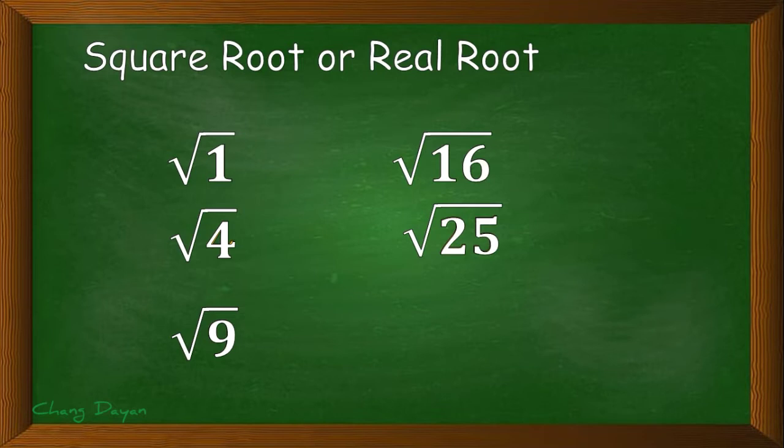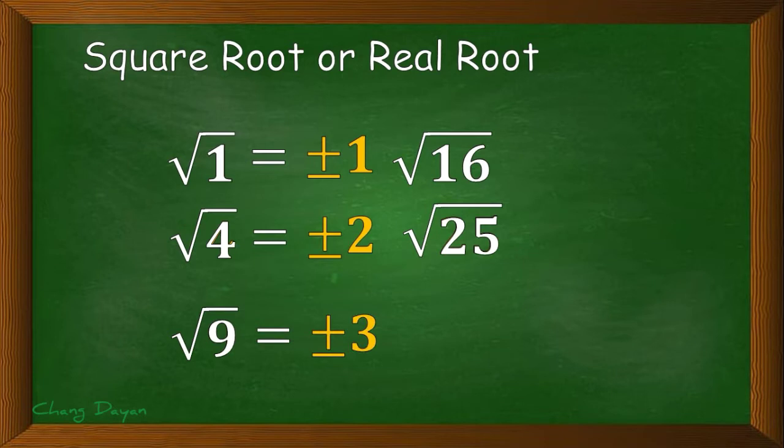At ang real root ay may dalawang roots. Halimbawa, square root of 1, positive or negative 1. Ibig sabihin, 1 times 1, the answer is the radicand 1. Negative 1 times negative 1, the answer is the radicand 1. Next, square root of 4 is equal to positive or negative 2. Square root of 9 is positive or negative 3. Square root of 16 is equal to positive or negative 4. Square root of 25, the answer is positive or negative 5.